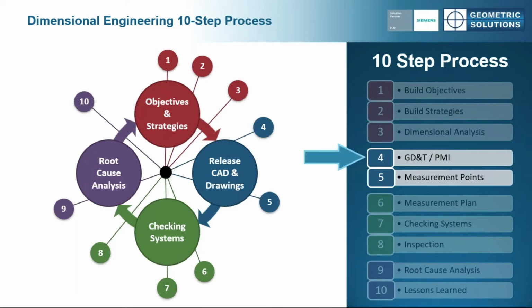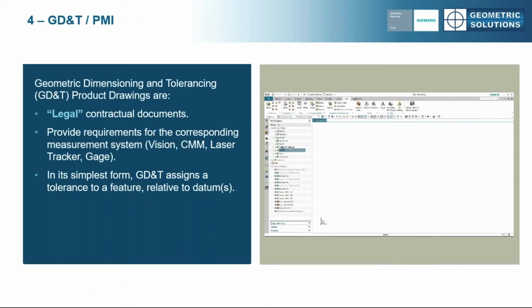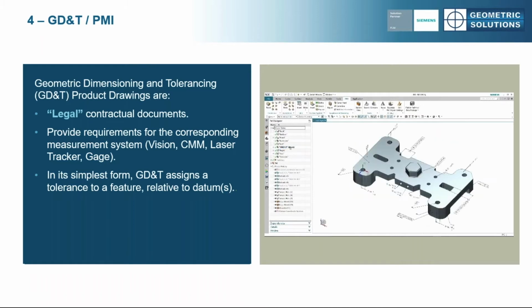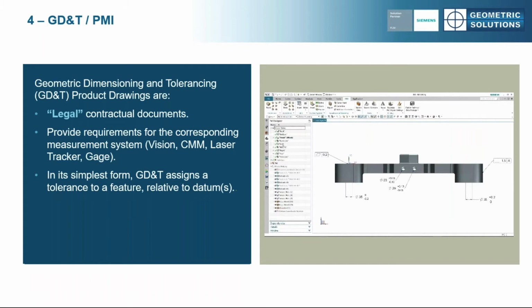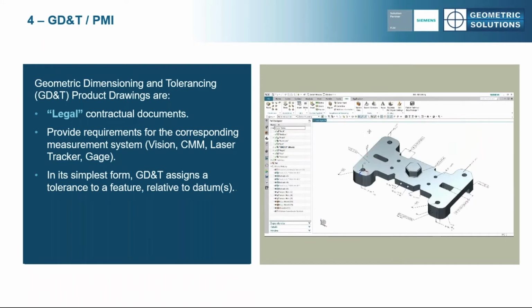GD&T and PMI is the next one. So what is GD&T? It's basically geometric dimensioning and tolerancing. It's the tolerancing that goes on your product. And you notice I got the word legal contractual documents, especially in a supplier-customer relationship. This is what gets you paid. If I can't meet the tolerances on a drawing, I might not get paid for my parts or my tooling.